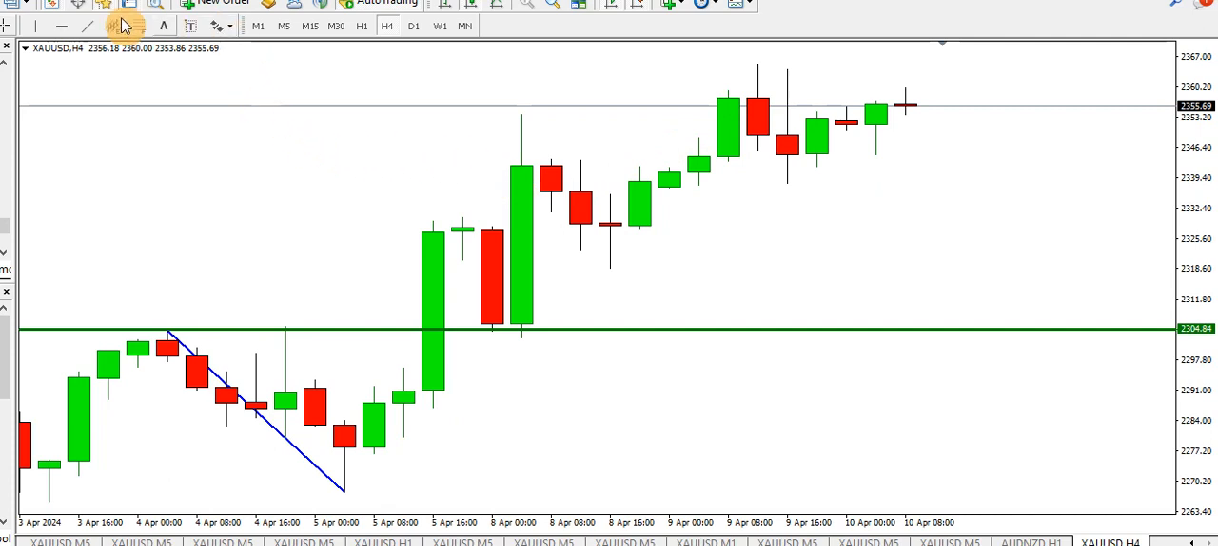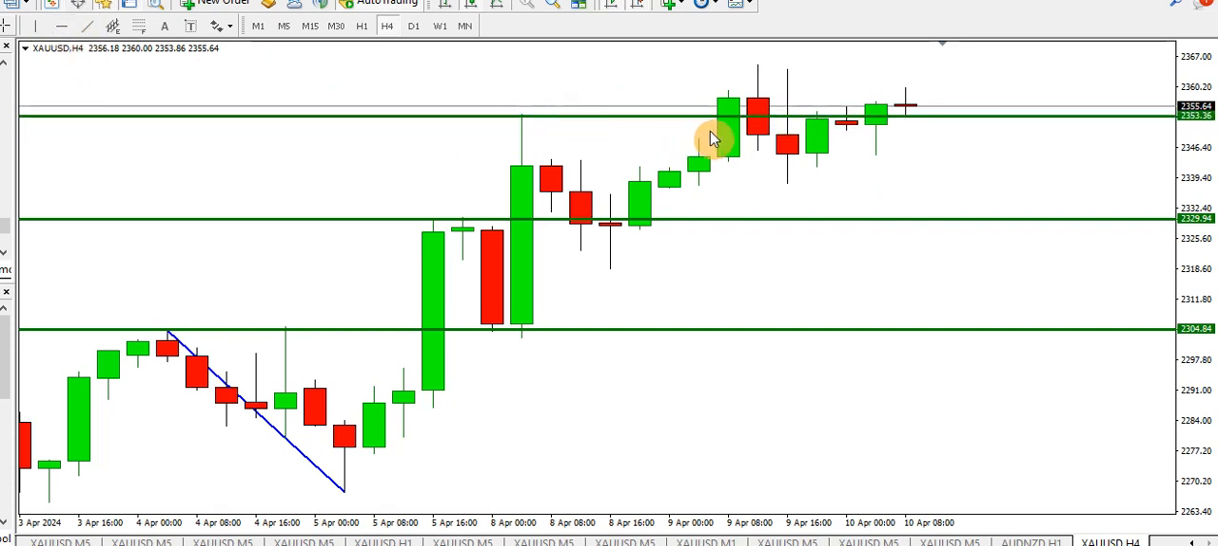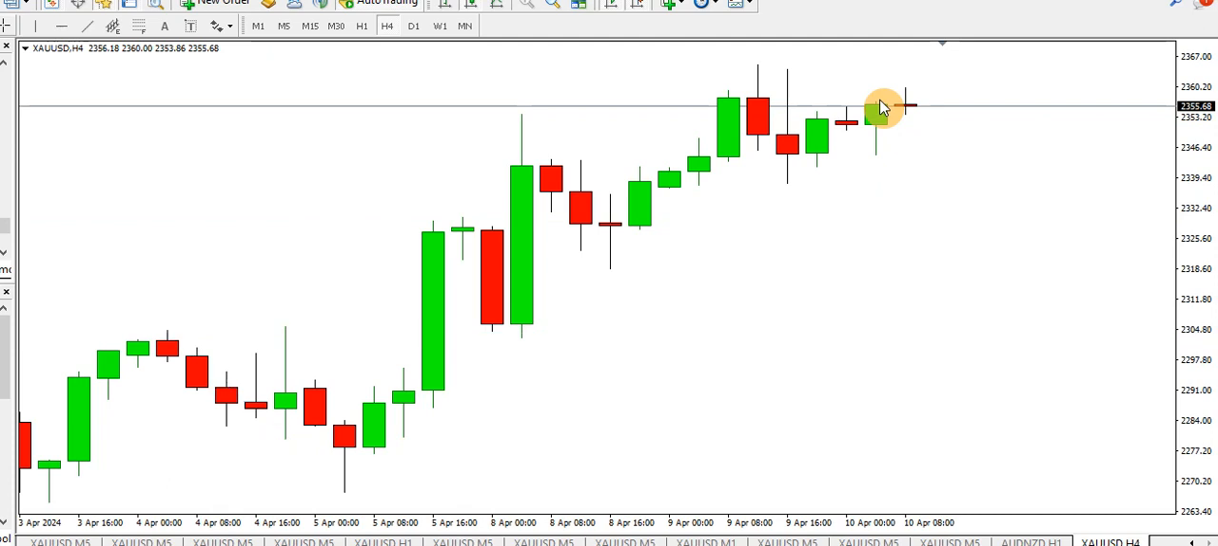We also have a structural level around here, and this was broken. Let's take this as our retest. This is resistance becoming support. Now we have two resistances that became support. This resistance 1, resistance 2 became support 1, support 2, and we can see price continuing up. This is another structural level that got broken around here. But for now, on the 4-hour time frame, the price of gold is ranging.